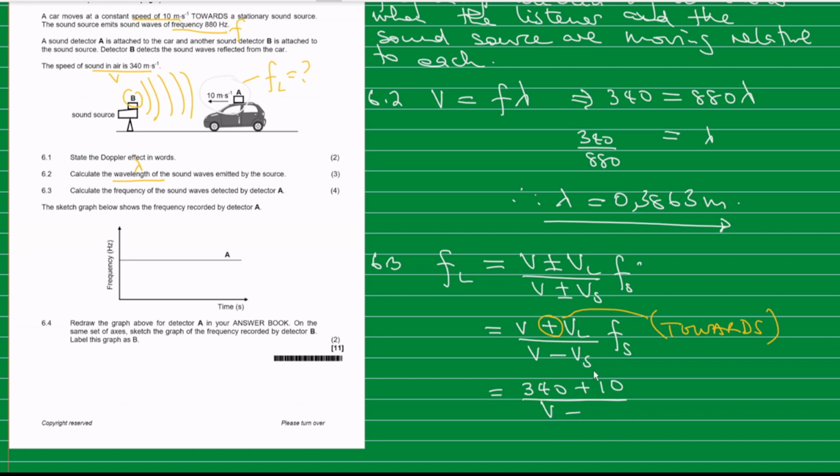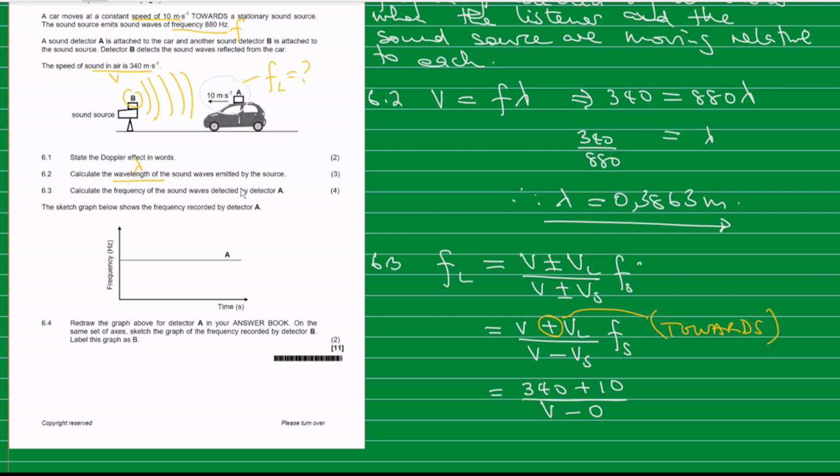Vs is the velocity of the source or the sender. Our source is the sound source, which is emitting the sound. It is stationary here, it's not moving, so we have to say our Vs is 0. By the way, our V here is 340.